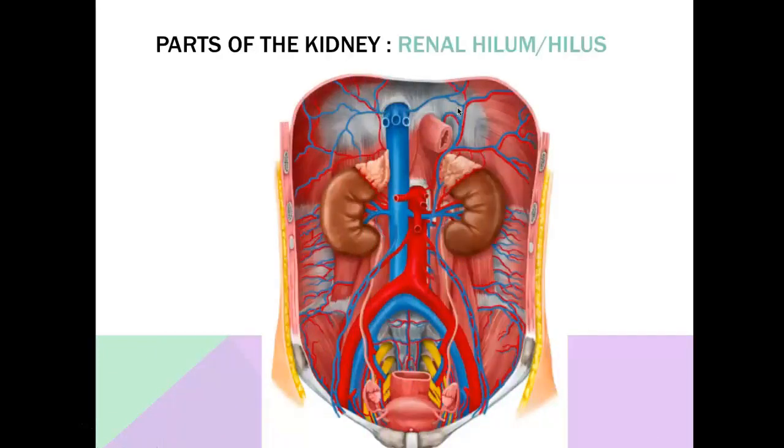Next, we're going to discuss the renal hilum, or you can also call this the renal hilus. This is just the medial aspect of our kidney where we see structures entering and exiting. In this case, we would have your renal veins exiting, your renal arteries entering, and your ureters exiting, heading on down to the urinary bladder.